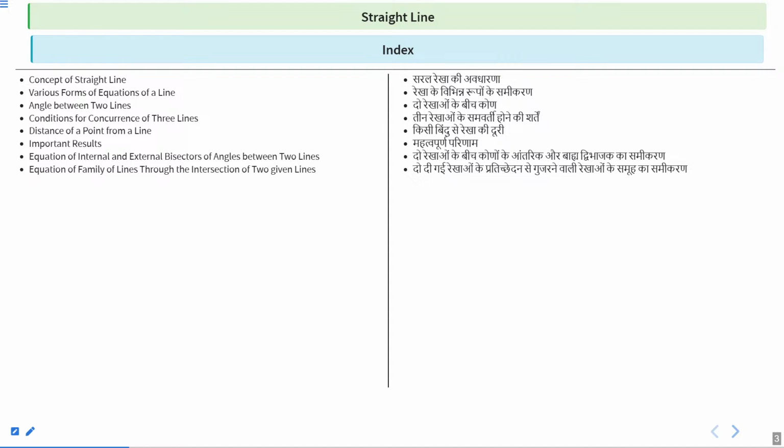Now, after that, we will move to the equation of a family of lines through the intersection of two given lines. Suppose we have two given lines, and these lines are intersecting at a point, right? So we basically have to find a family of straight lines passing through the point of intersection of those intersecting lines, right? After that, we will discuss some important properties of the straight line, right?